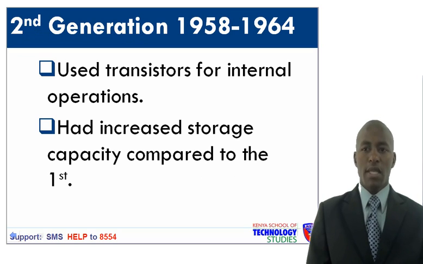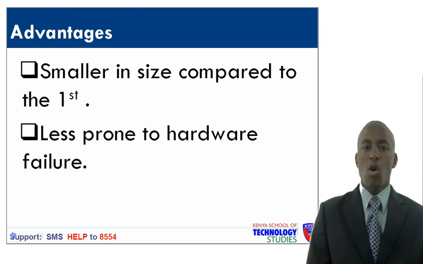Now let us look at second generation type of computer that was from 1958 to 1964. This type of generation used transistors for internal operations. Again, it had increased storage capacity compared to the first generation.